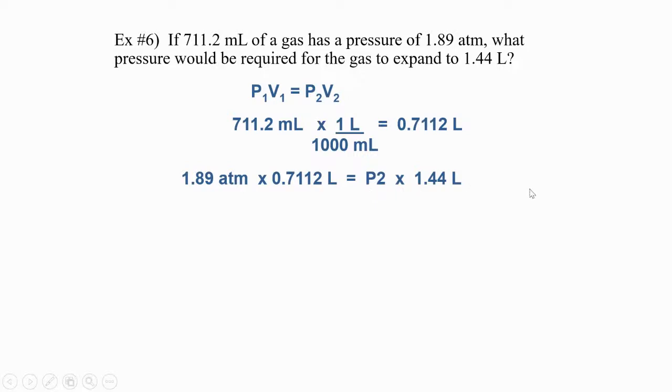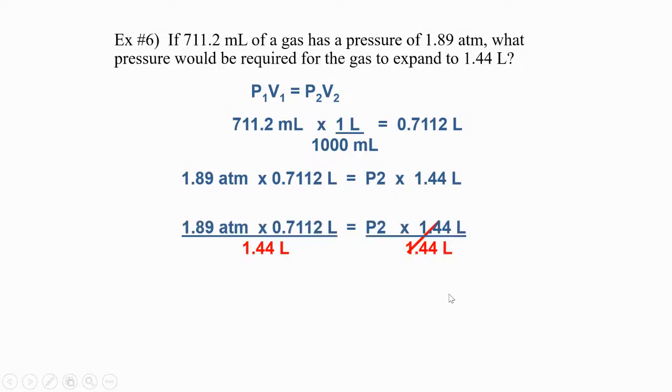Don't stop here and copy the answer from the bottom of the page. Solve for P2. Divide both sides by 1.44, so P2 equals 1.89 times this divided by that, and you get an answer of 0.933. I need you to show me what P2 is equal to and make sure that the answer you write down here matches the work you've shown.